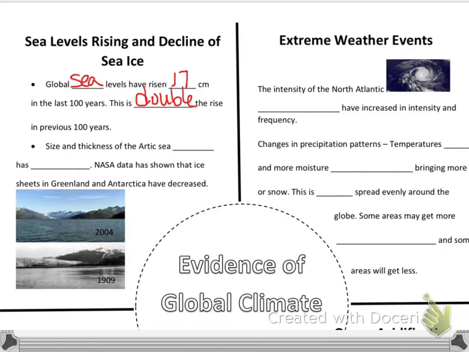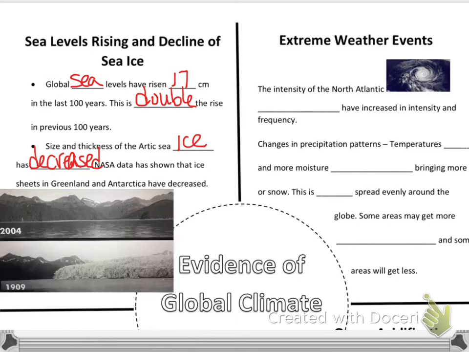The size and thickness of the Arctic sea ice has decreased. And so we're going to look at a picture here in a second, and you're going to see how the ice has decreased. NASA data has shown that ice sheets in Greenland and Antarctica have also decreased. And so looking at this picture, this is 1909 and 2004.